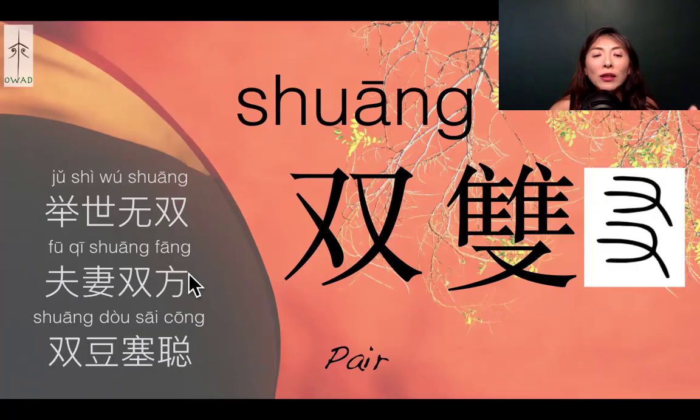Okay. 双豆塞聪. Okay, first time I came across this expression simply because I found it in the dictionary talking about 双, and it's kind of funny. Okay. 双豆, double. 豆, beans. 塞, stuff. 聪, your hearing. So that means you don't hear things because you have double beans, or a pair of beans, in a pair of your ear holes.